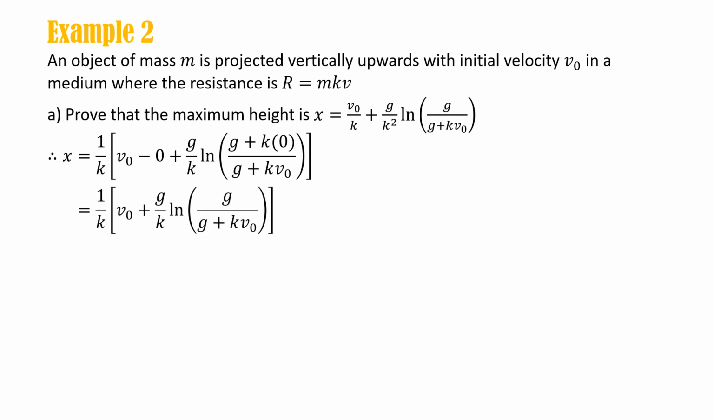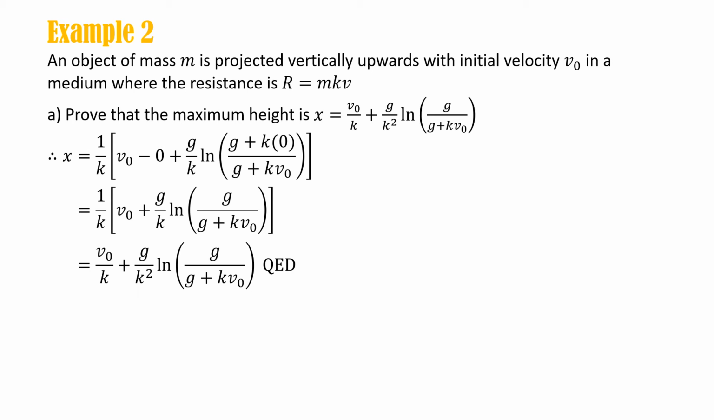So now what I want to do is multiply by my 1 on k. So what we're going to have then is v0 on k. We're going to have g on k divided by k. So what that means is we're going to have g on k squared times the natural log of g over g plus kv0, which is what we wanted to prove. Therefore, QED, we've proved it as shown.